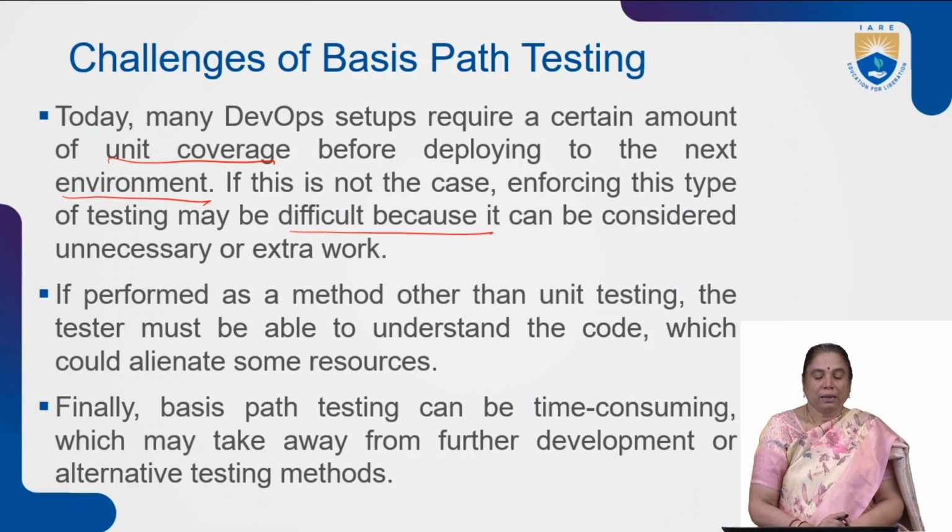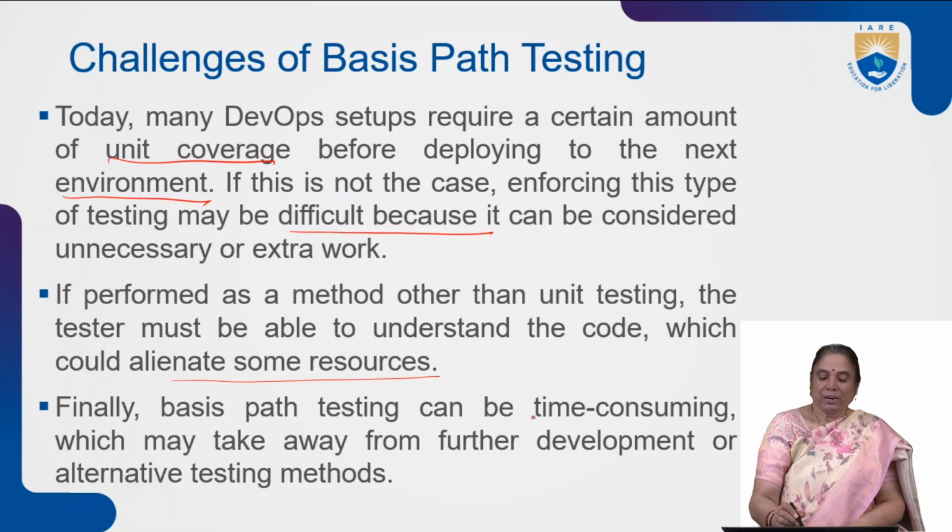If performed as a method other than unit testing, the tester must be able to understand the code, which could alienate some resources. The resource estimation is also easy for white box testing. Finally, basis path testing can be time consuming. Each and every path has to be exercised, so it is time consuming, which may take away from further development or alternative testing methods. So most of the testing time is utilized in the basis path testing. So other testing mechanism implementation may be difficult.